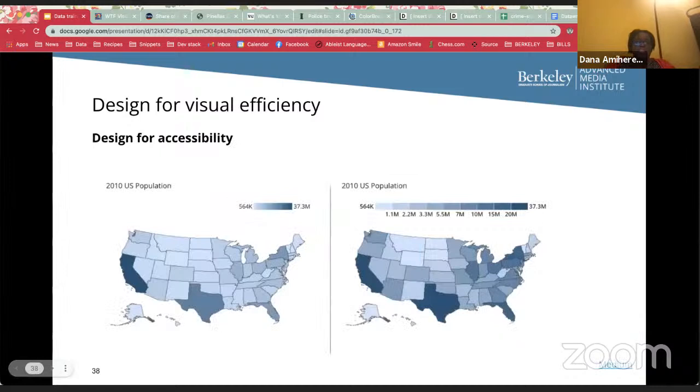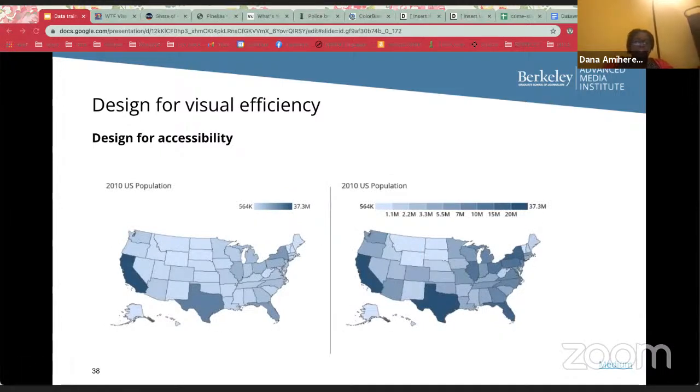Okay. And then you also want to design for accessibility. So here we've got these two maps showing the US population. On the one side, we've got what we call a continuous scale. So it's that gradient. You're able to show the minimum number and the maximum number as a lighter color all the way to a darker color, and all the other numbers fall into place in between those colors. The bad part about that is you can't really compare elements that fall in the same range. If something is in the same bucket, you can't really make that distinction, like you can with the one on the right.